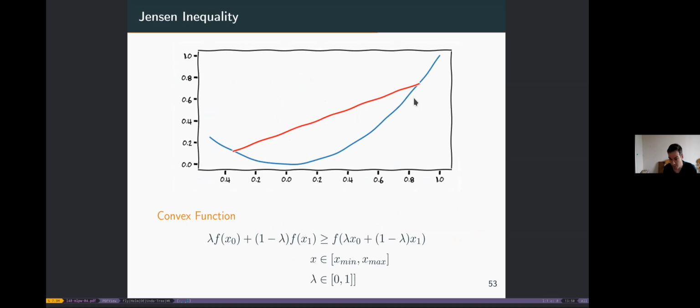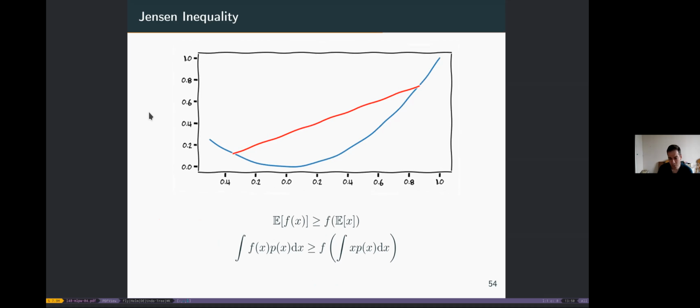To do that, we're going to need a little trick. We need to use what's called Jensen's inequality, which is very simple. It just says that if I have a convex function, and obviously this is the definition of a convex function, then if I take a point in between these, I'm always going to be above the convex function. What that means for integrals is that if I take the expectation of a convex function, it's always larger than the function of the expectation.